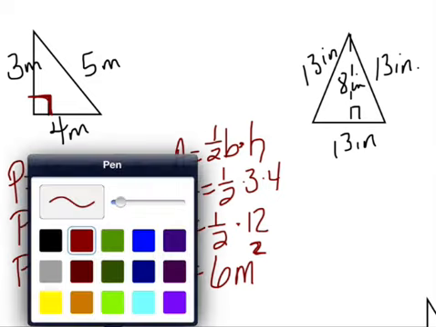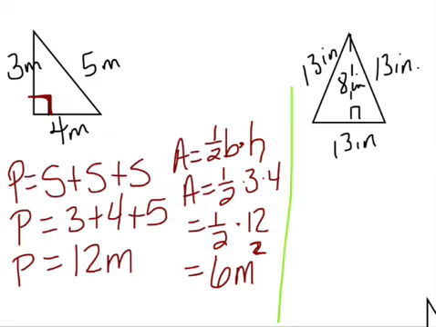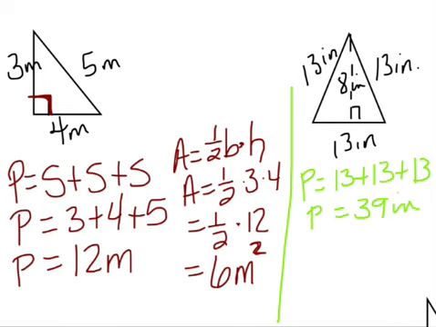All right, let me change colors so you can kind of differentiate between the two over here. All right, on this triangle, perimeter again is just going to be 13 plus 13 plus 13. So my perimeter is going to be what? 39 inches.